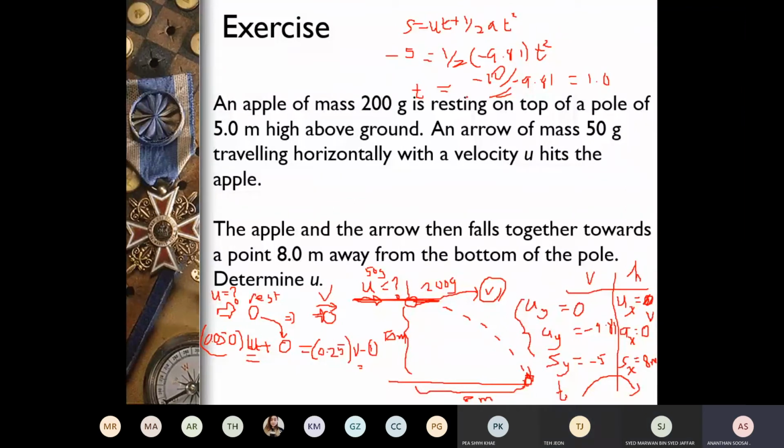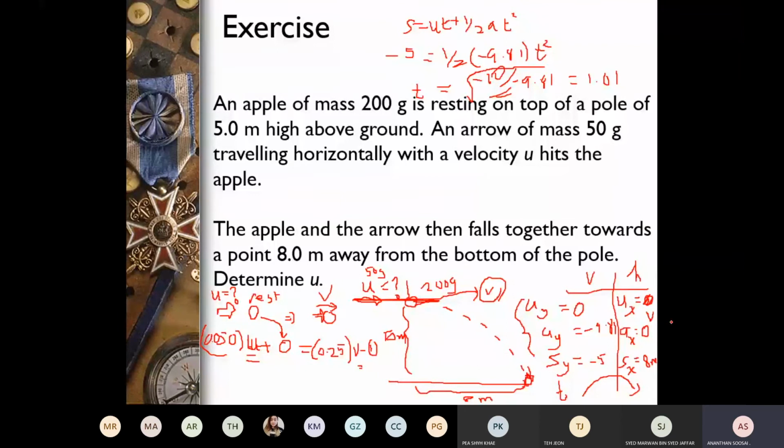1.01. Oh, T squared, so we need the square root, right? Yeah, square root. So what do you get? Anyone? 1.01 second, okay. So you got the time. The time for it to come down is 1.01 seconds.